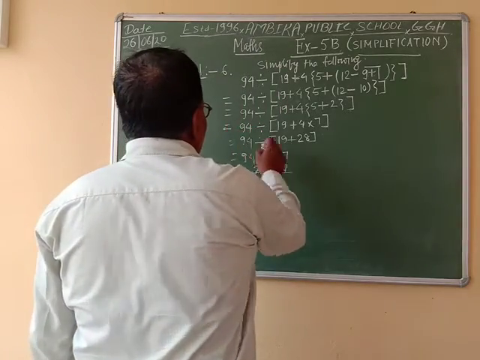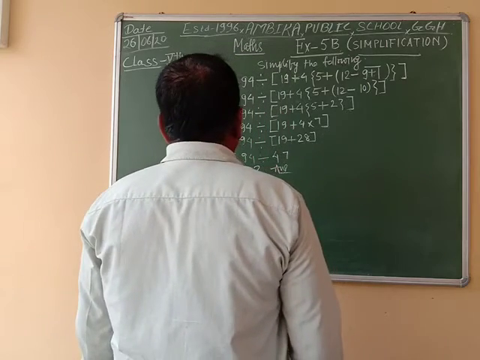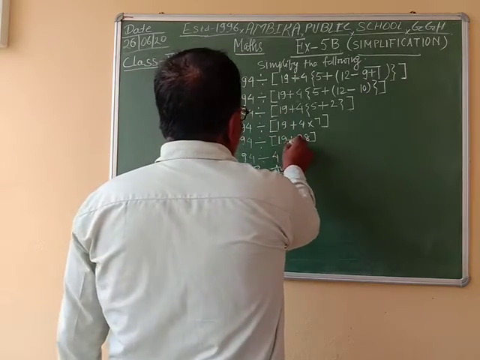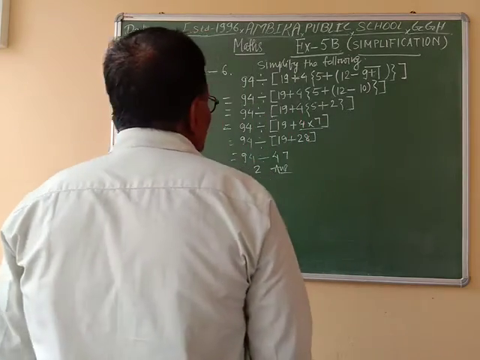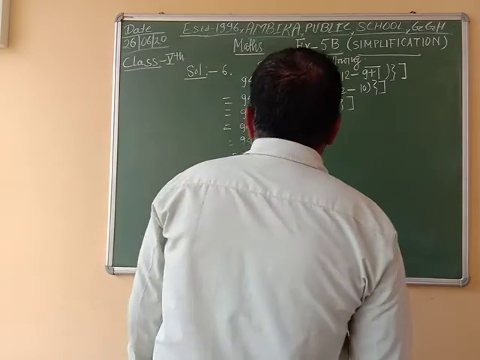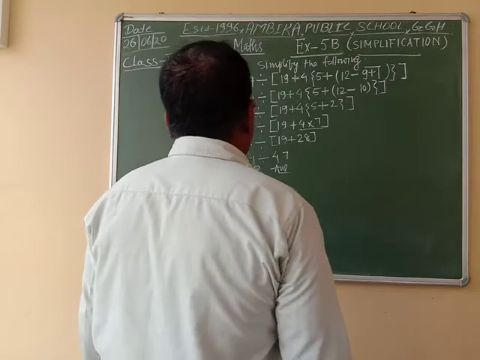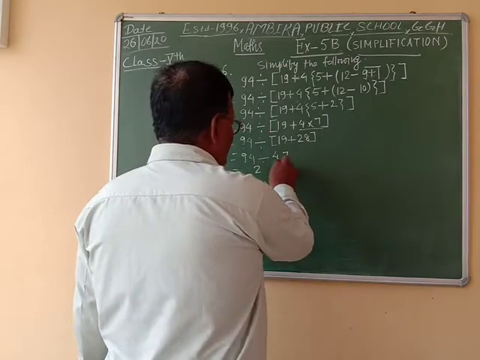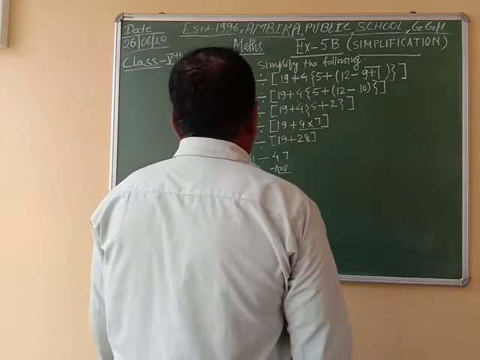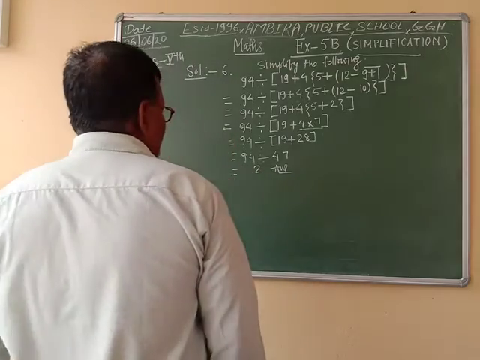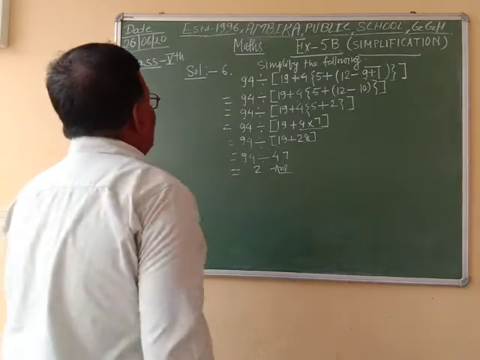And 94 divided by 19 plus 4 into 7. Multiplying 7 by 4, we have 28. Adding 19 and 28, we have 47. The sum of 19 and 28 is equal to 47. Now we divide 94 by 47. We get 2. Simplified.